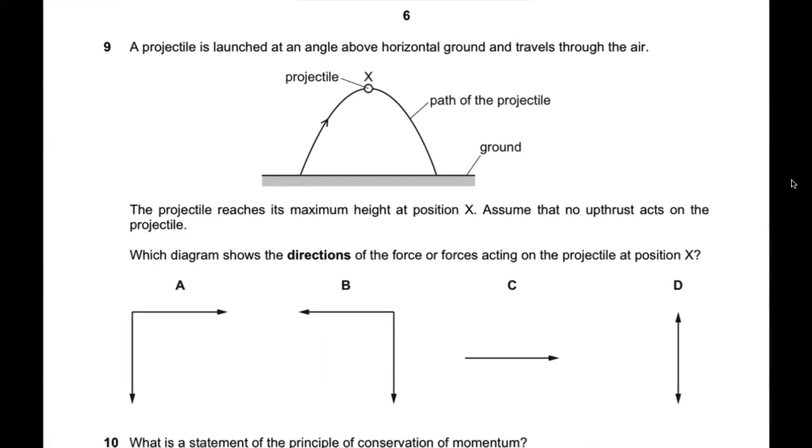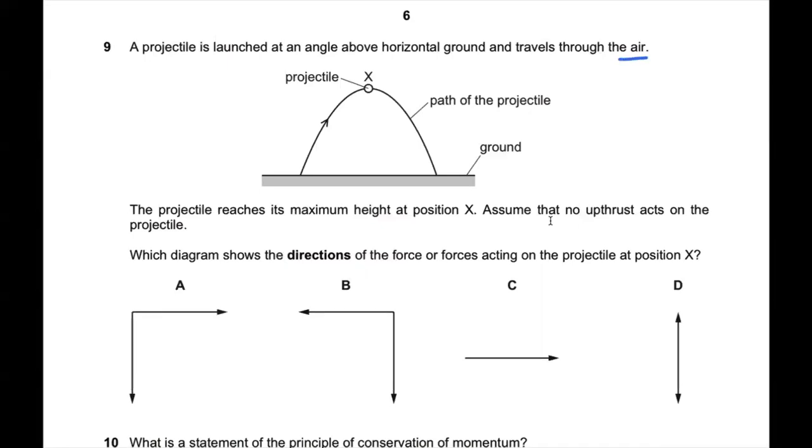So a projectile is launched at an angle above horizontal ground, travels through air. The projectile reaches its max height at position X. Assume that no upthrust acts. Which diagram shows the directions of the force or forces acting on the projectile in position X? During the entire projectile motion, the only force which acts on this projectile is the weight. Hence, there's also only the vertical component of the acceleration.